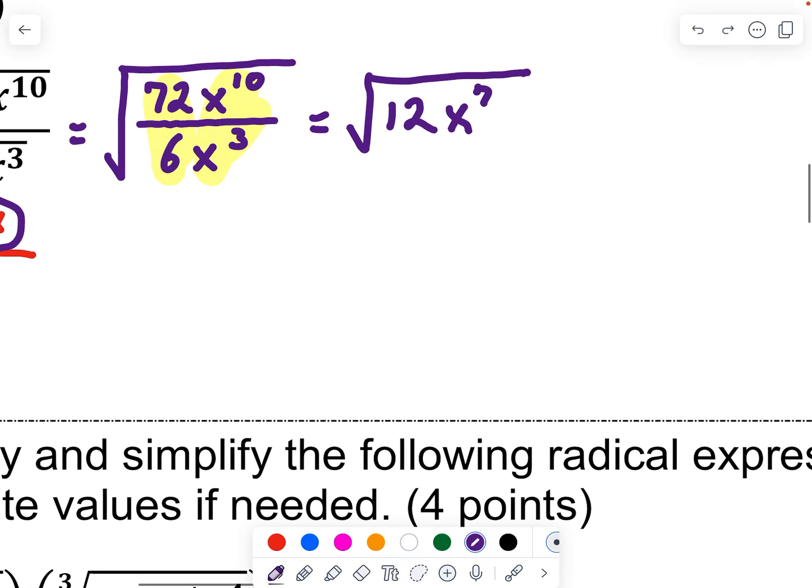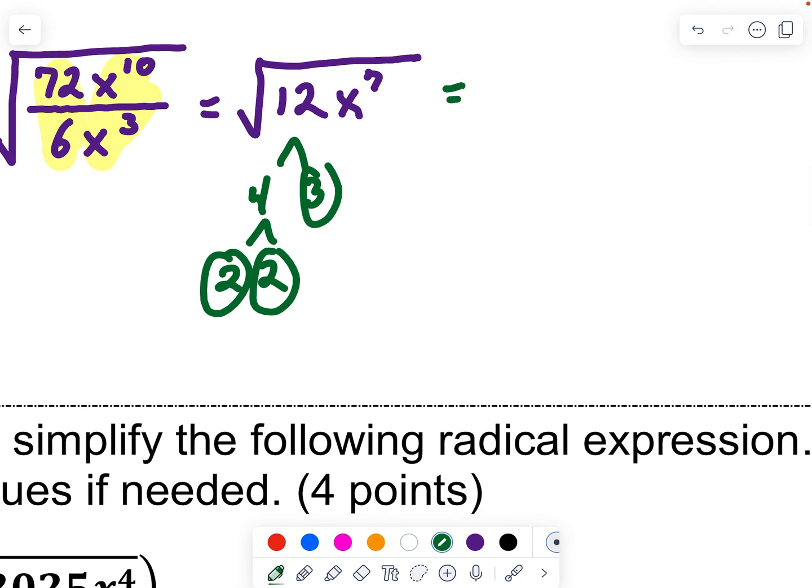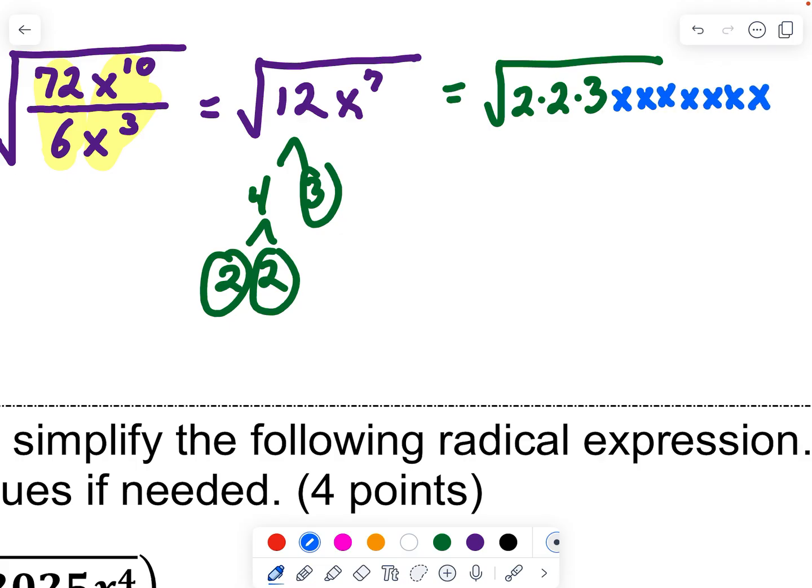All right, let's simplify this. Factor tree on my 12, that's 4 times 3. 4 is 2 times 2. Those are all prime factors. That's where I'm stopping. So I have here 2 times 2 times 3. Oh, I've got a lot of x's here. I got 7 x's. 1, 2, 3, 4, 5, 6, 7.